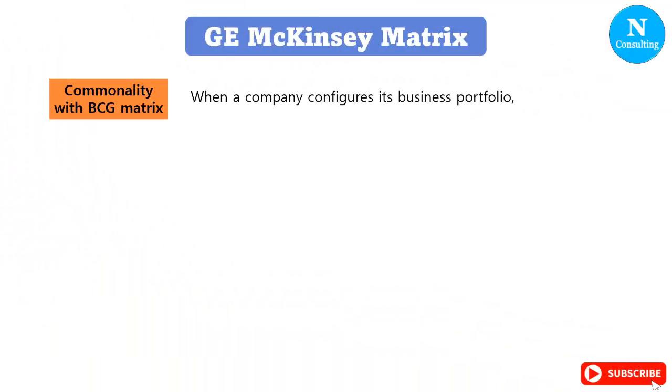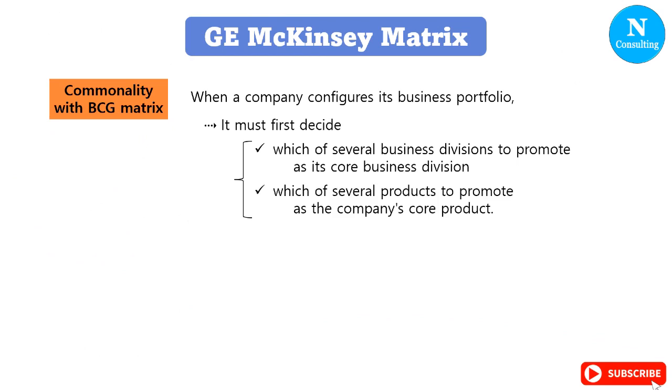More specifically, when a company configures its business portfolio, it must first decide which of several business divisions to promote as its core business, or which of several products to promote as the company's core product. The tools to do this are the BCG matrix and the GE-McKinsey matrix.